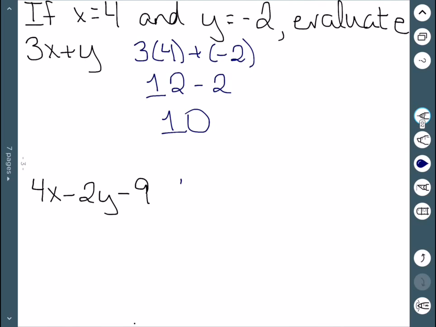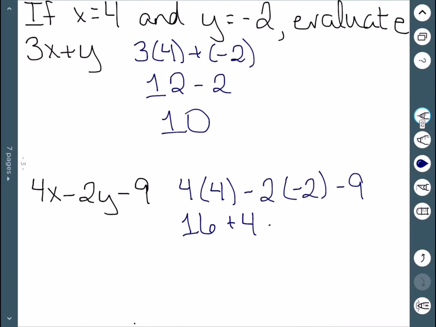Our second one, we know that x is 4 and y is negative 2. So when we multiply, we get 16. Negative 2 times negative 2 is positive 4, minus 9. Adding, this is 20 minus 9, which gives us a value of 11.